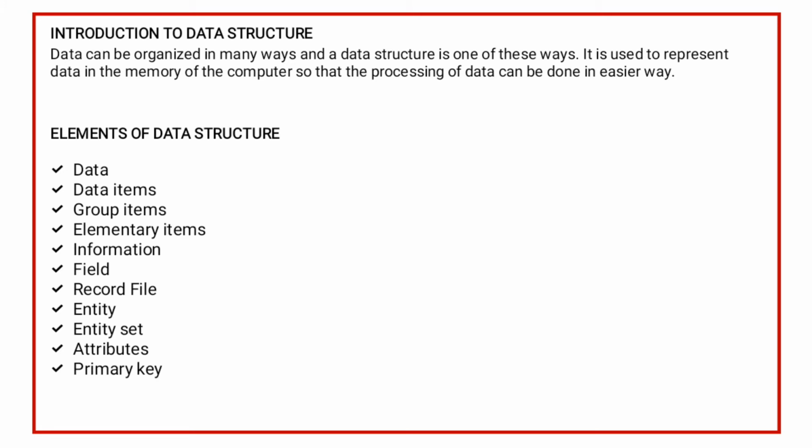Next is field. A field is a single elementary unit of information representing an attribute of an entity. For example, name, age, sex are all fields. The next element is record. A record is a collection of field values of a given entity, that is, a row. A record in a file may contain several fields. The next element is file. A file is a collection of records of the entities in a given entity set.